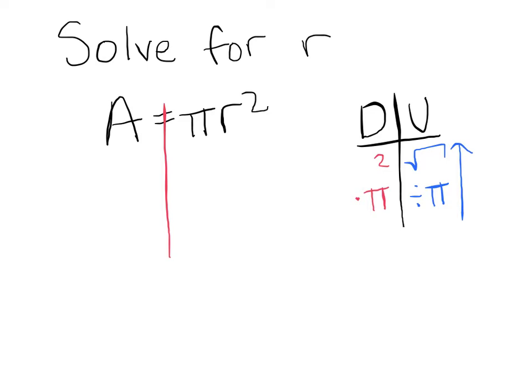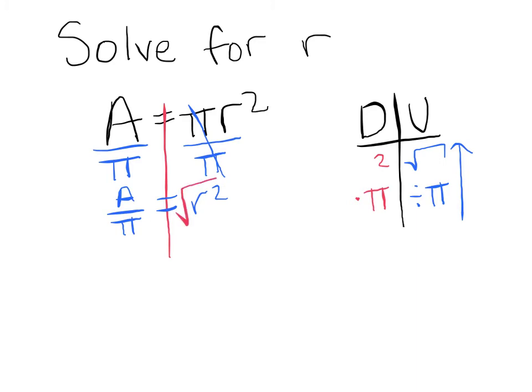So if we follow our undo chart, the first thing we need to do is divide by pi. Pi over pi is 1, so they cancel out, and you're left with r squared on that side. On the left-hand side, we have the area divided by pi. Right now, we don't know the area, so we're just going to leave it as a over pi. Now, the next thing that needs to happen, according to my undo chart, is to take the square root. So I'm going to take the square root.